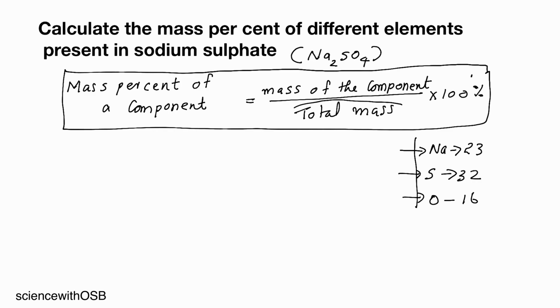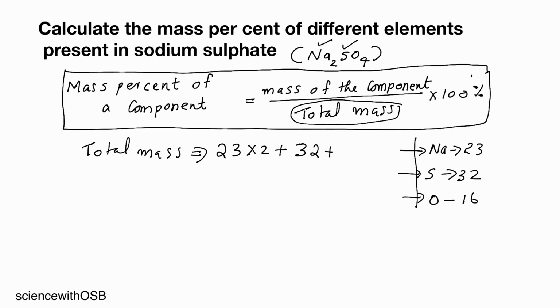First we can find the total mass. Okay, how to find total mass? See, for Na2SO4, how many sodium is there? 2. And what is atomic mass of sodium? 23. So 23 into 2. Then comes sulfur, right? Sulfur is 32. Plus, then comes oxygen. How many oxygen is there? 4. 16 into 4. So on adding, you will be getting 142 gram.